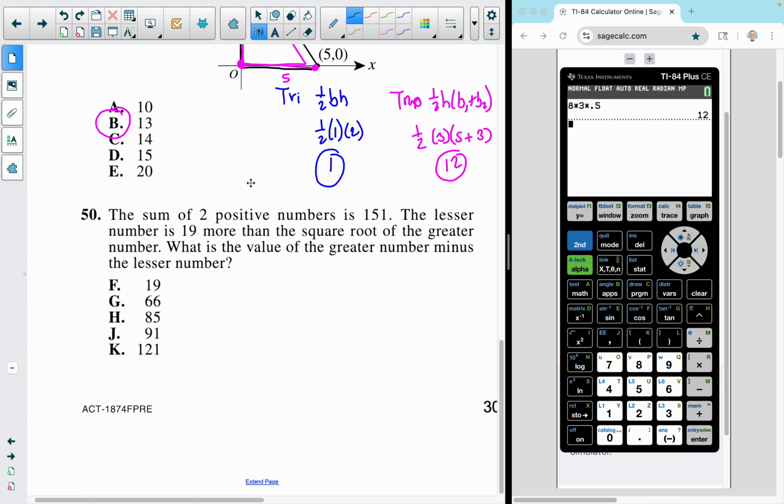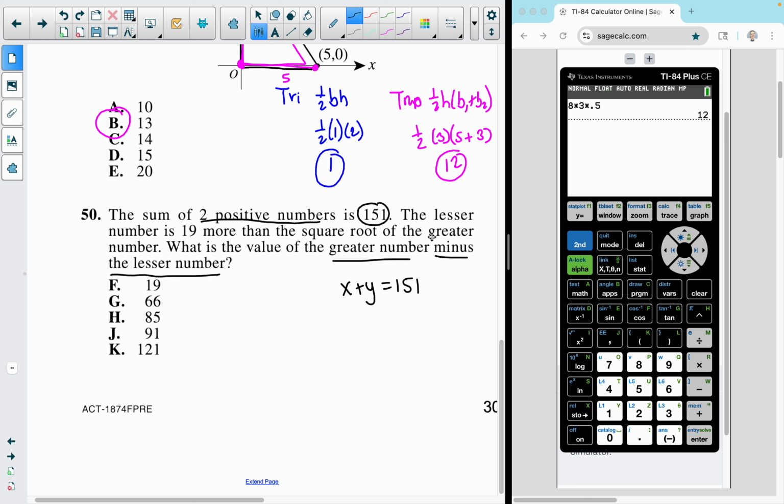Question 50, the question asks, what is the value of the greater number minus the lesser number? Okay. Well, we don't know what the numbers are. The sum of two positive numbers is 151. So I'm just going to use variables. x plus y is equal to 151. The lesser number is 19 more than the square root of the greater number.